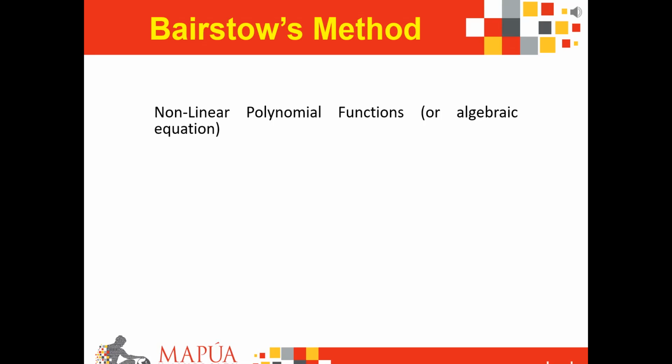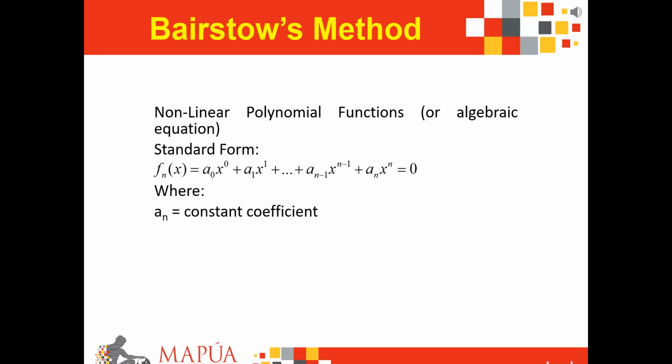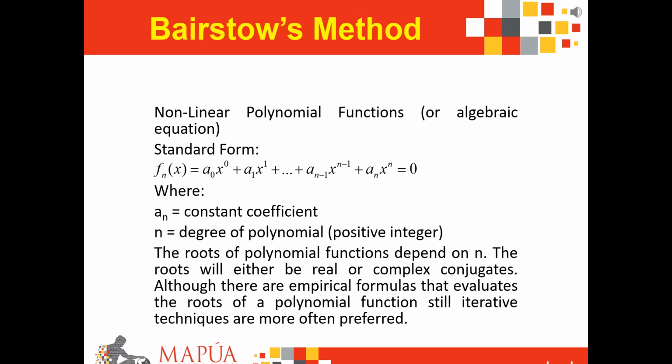Nonlinear polynomial functions or algebraic equations normally take this given standard form, whereby your respective a_n is a constant coefficient of your given polynomial equation with variable x raised to a certain n degree of positive integer. The roots of your polynomial function depend on your n or degree. The roots will either be a real number or a complex conjugate, although there are a lot of empirical formulas that evaluate the root of your nonlinear polynomial function. Still, iterative techniques are often preferred.